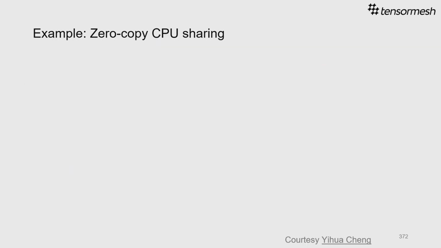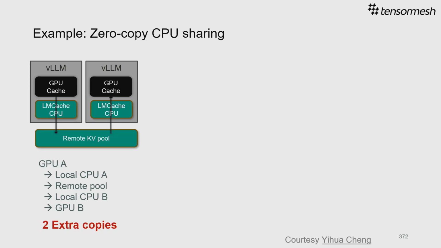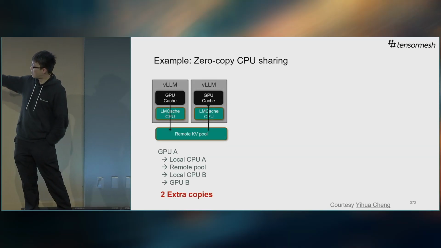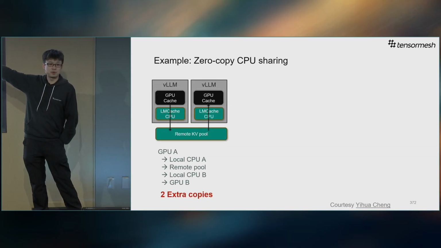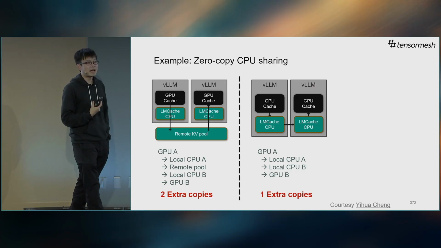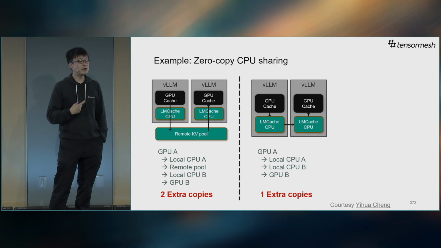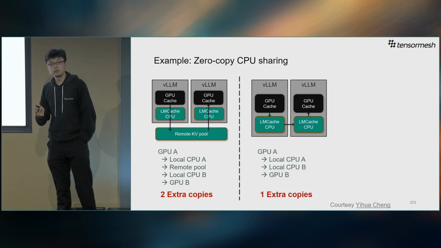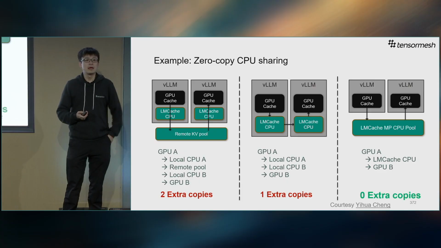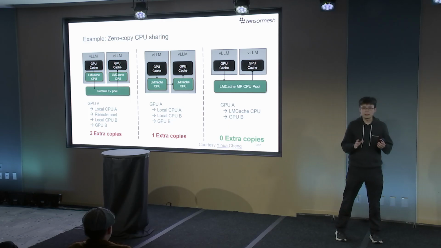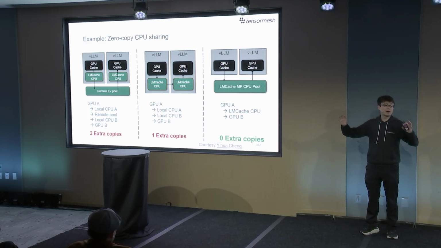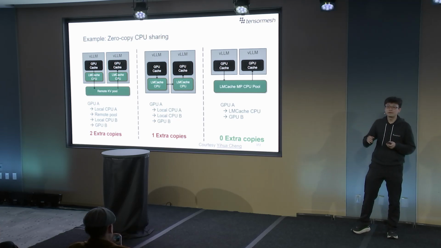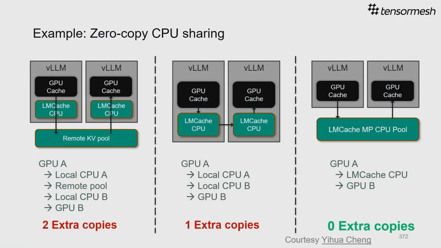For example, one performance benefit of this is zero-copy CPU sharing. Imagine you're sharing KV cache between two vLLM instances. It used to be that you had to go through some sort of third-party KV cache pool. And even if you let the KV cache management libraries talk directly to each other, they reside in different vLLM inference engine instances, right? So there's still one extra copy between them. But with LMCache's new multi-process mode, it has an independent layer that lets vLLM inference engines share KV cache data with no extra copies.